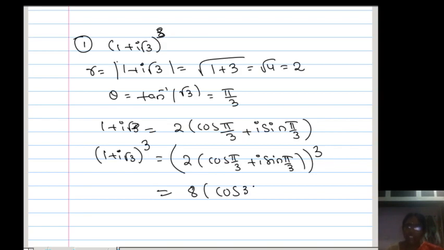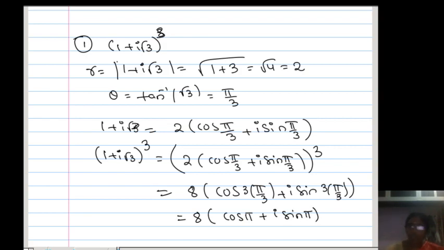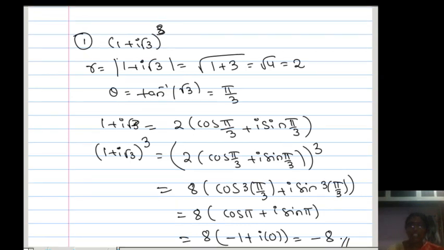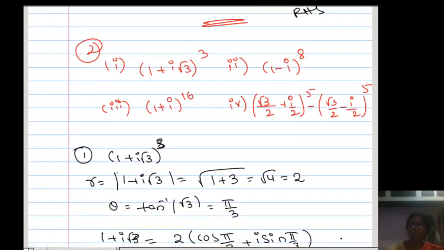So 3 into pi by 3 plus i sin 3 into pi by 3. The 3 cancels here: 8 into cos pi plus i sin pi. What is the value of cos pi? Minus 1. Sin pi is 0. So I can write here 8 into minus 1 plus i into 0. So the final answer is minus 8. This is the simplification, and the remaining problems you are able to solve.